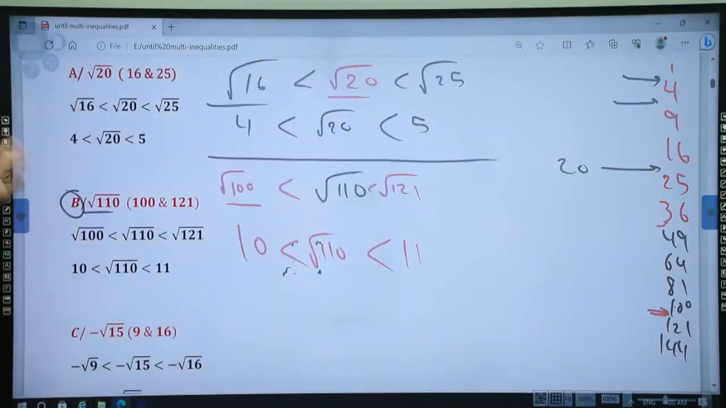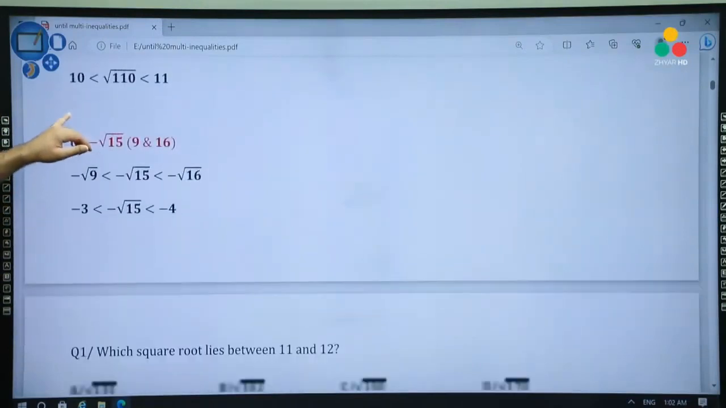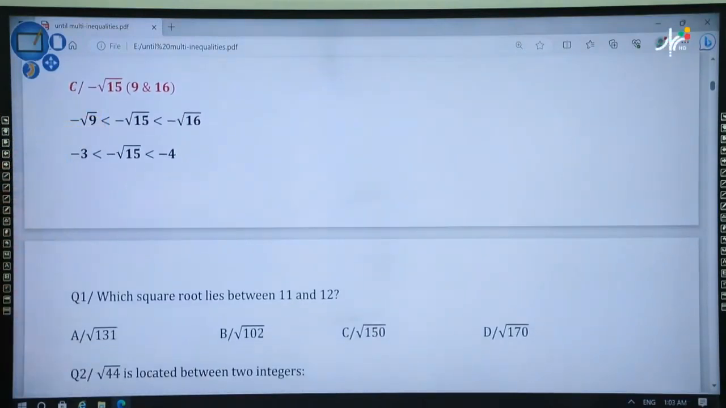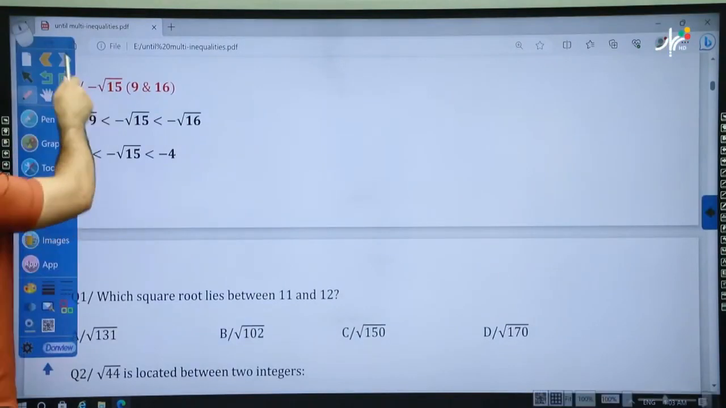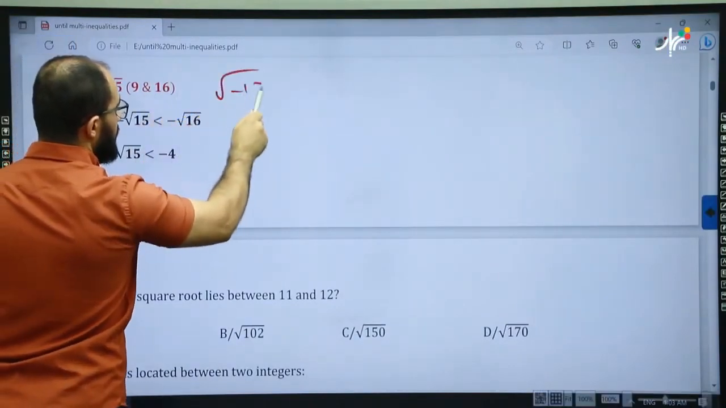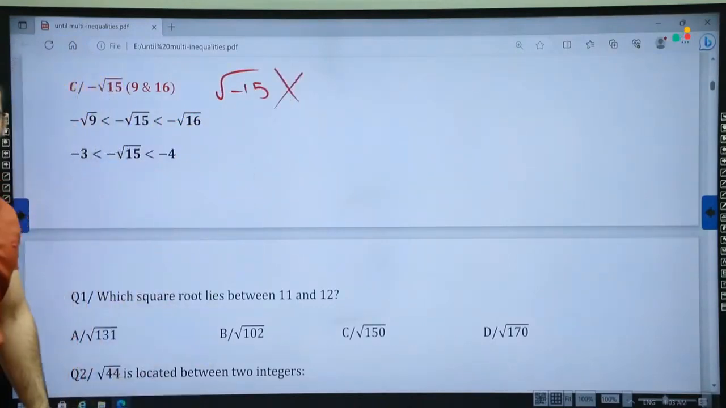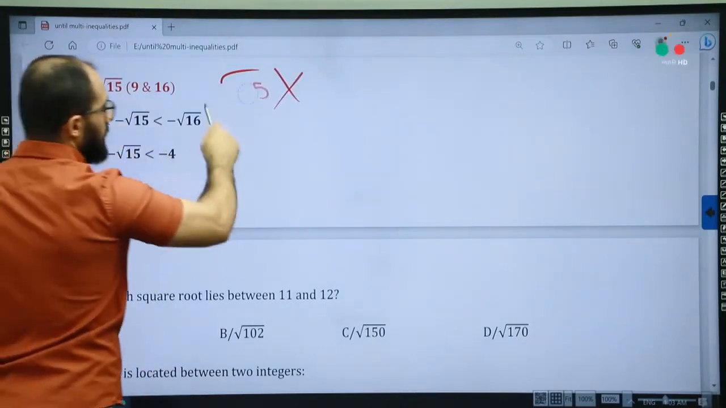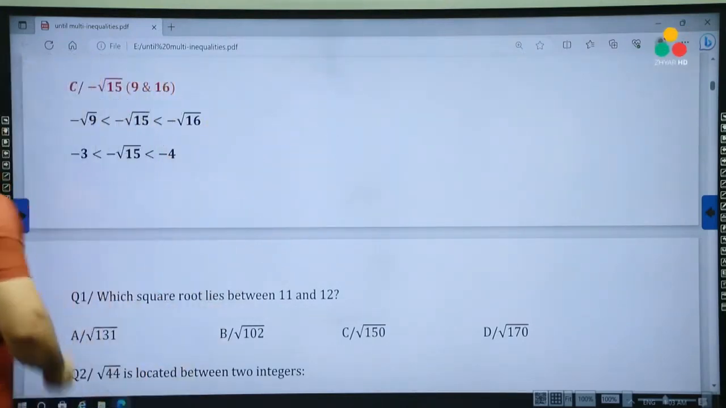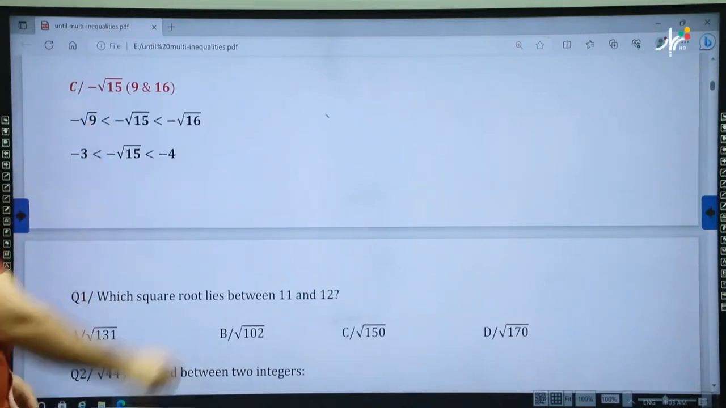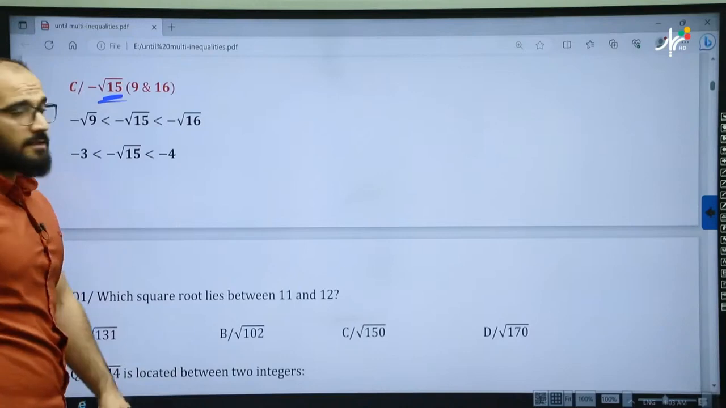Sometimes in the example or the question we have a negative with the square root. The negative is outside, it's not inside. If you have, let's say, the square root of negative 50, it is undefined. We cannot solve it. But the negative is outside. So how to solve it? Please do not care about the negative. Just focus on the number. Focus on the number 15.